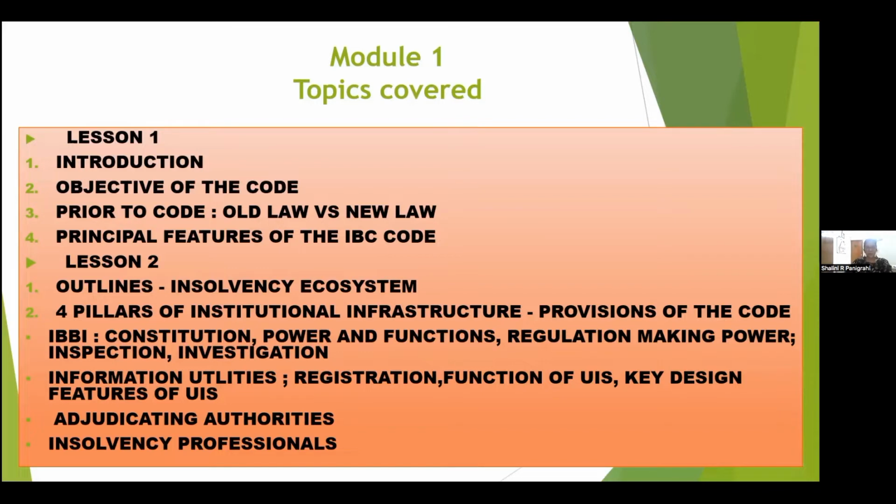Chapter 2 will be covering the insolvency ecosystem, the four main pillars of the institutional infrastructure, provisions of the code, the constitution, power and functions of IBBI, regulation making power, inspection and investigation, something about information utilities, the registration functions of these utilities, key design features, who are the adjudicating authorities, and who are insolvency professionals.